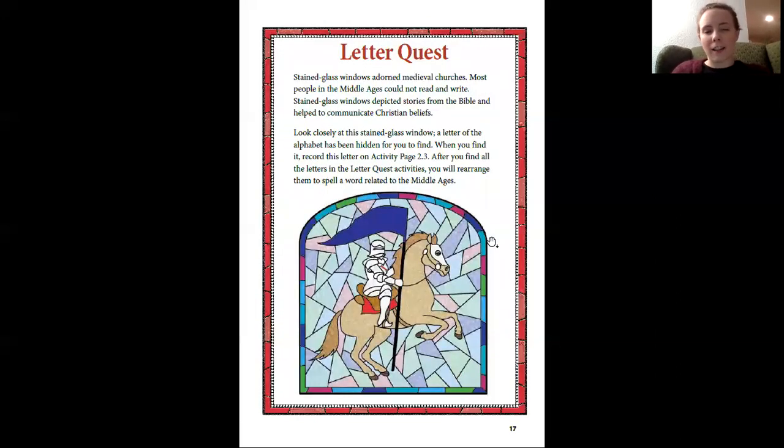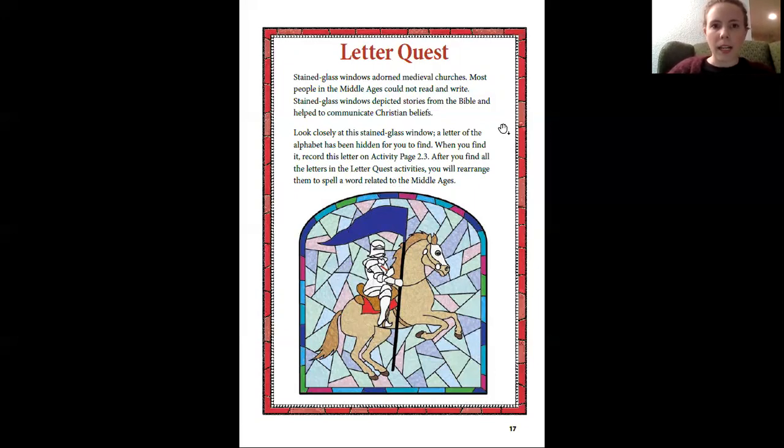And then there's one extra activity here. This is a letter quest, and we'll see this in further chapters as well. So here's an illustration of a stained glass window. You guys may have talked about these in art class, but these are windows that show illustrations of something in colorful glass, and the light shines through. Stained glass windows adorned medieval churches.